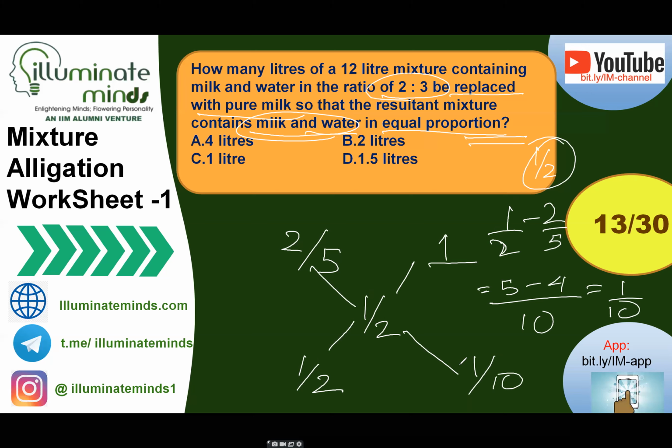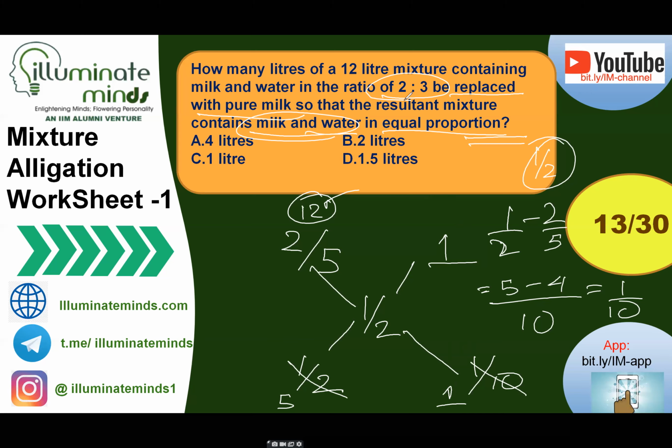Now what is this? This is 12 liters. Sorry, I should have solved it first. This will become 5 is to 1. So 12 liters of this was there, and you replaced it with 1 liter of this, so that the mixture contains pure milk and water.